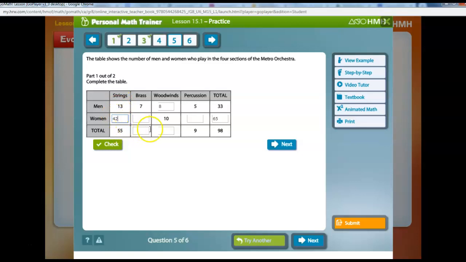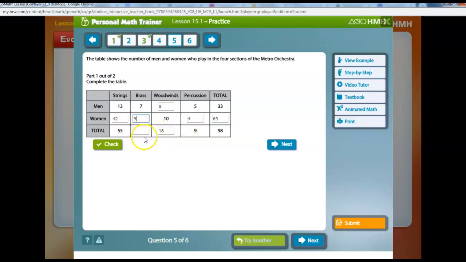What's another one? This one right here: 5 plus what gives me 9? 5 plus 4. I can also do this one: 8 plus 10 is 18. And then right here, if I add these, it should give me 65. So 42 plus 10 is 52, plus 4 is 56. 56 plus what gives me 65? 9. Let me see: 42 plus 9 is 51, 61, and then 65.